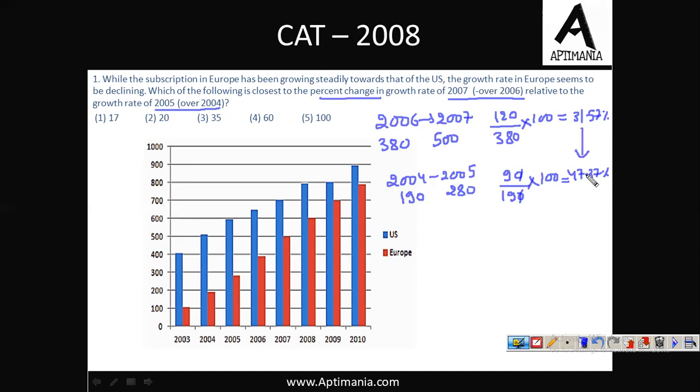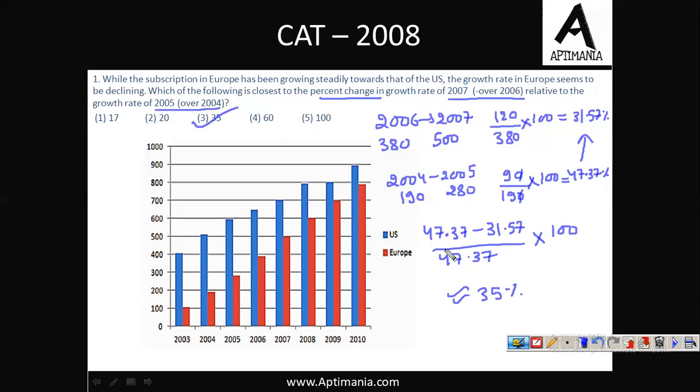When the value changes from 47.37 to 31.57, then what is the percentage change? So basically what we need to calculate is 47.37 minus 31.57 over 47.37. Why? Because this was of previous year, like 2004 2005 was the base year, right? This 47.37 and multiply by 100. Now on solving this, you will get the answer which is close to 35%. So the answer to this question is option 3, that is 35%.